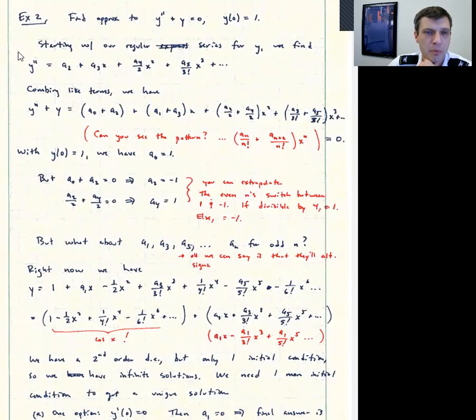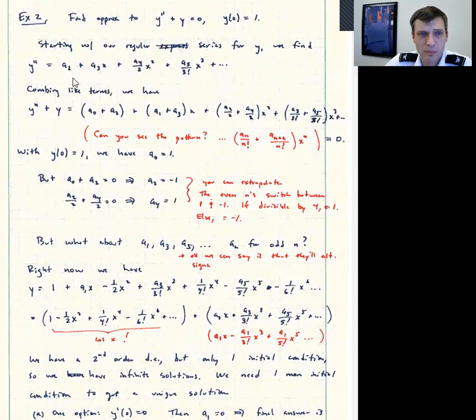We find y double prime. If you scroll back up in your notes, you'll find out what y is. Take the second derivative, the derivative, that kind of stuff. You find it's a2 plus a3x plus a4 over 2 x squared. It looks just like the original function, except all the indices have been moved up by 2.